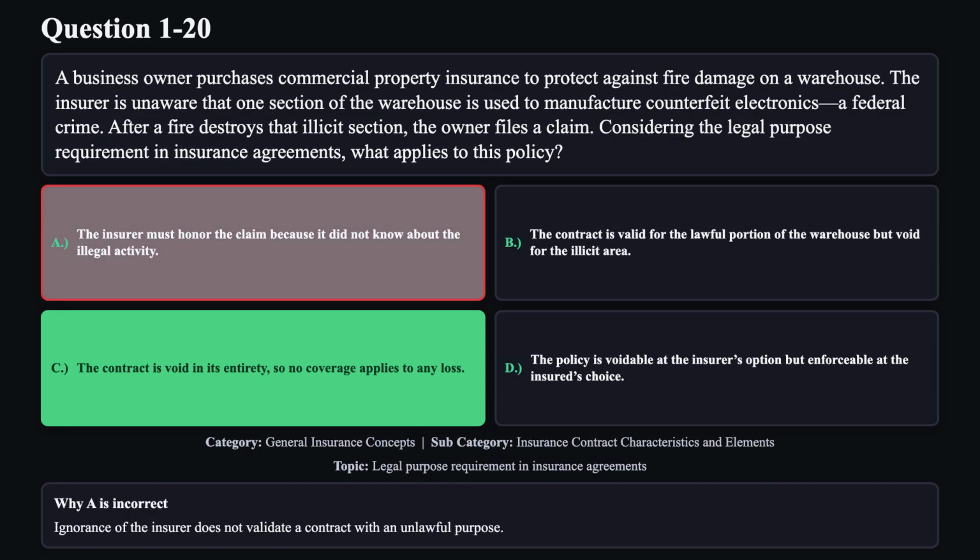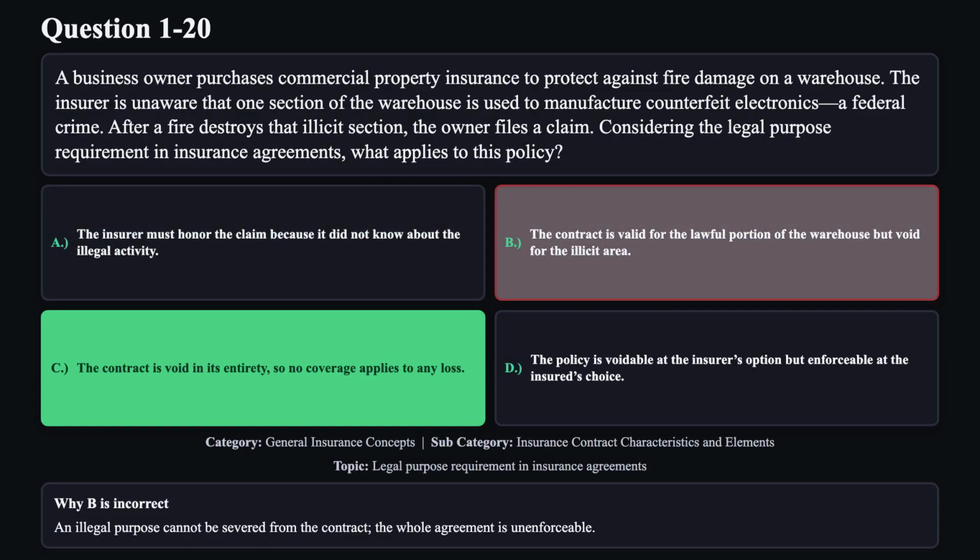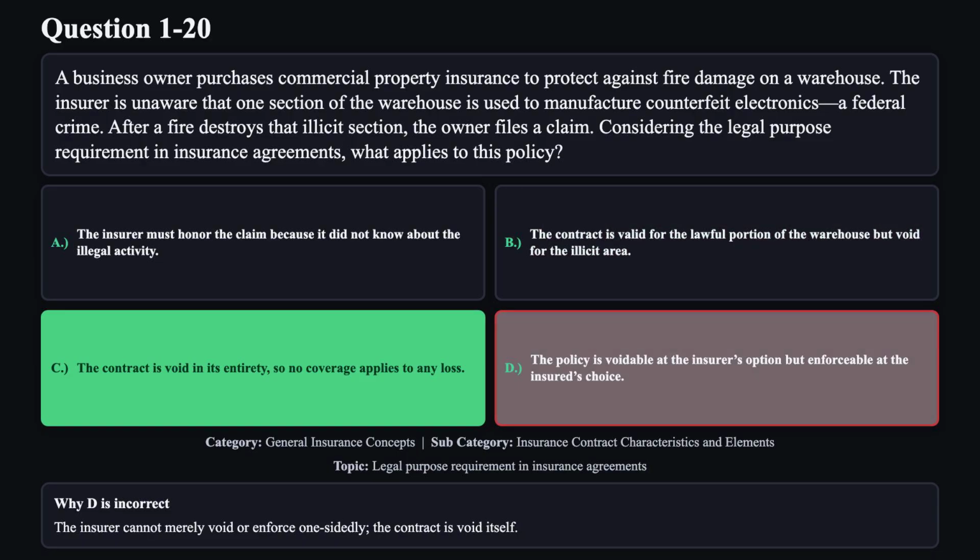Reason A is not correct. Ignorance of the insurer does not validate a contract with an unlawful purpose. Reason B is not correct. An illegal purpose cannot be severed from the contract. The whole agreement is unenforceable. Reason D is not correct. The insurer cannot merely void or enforce one-sidedly. The contract is void itself.